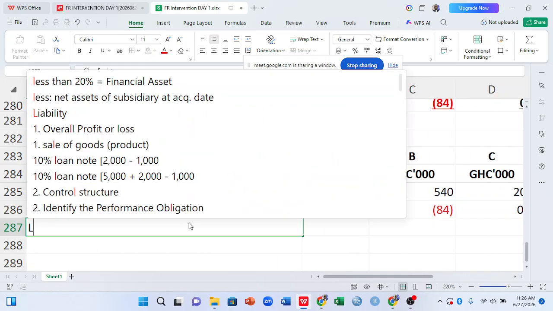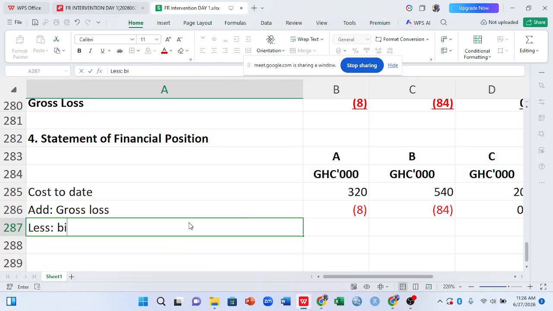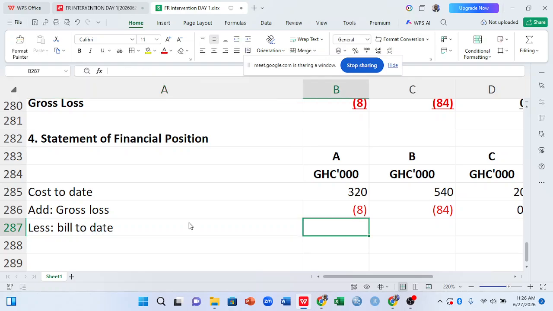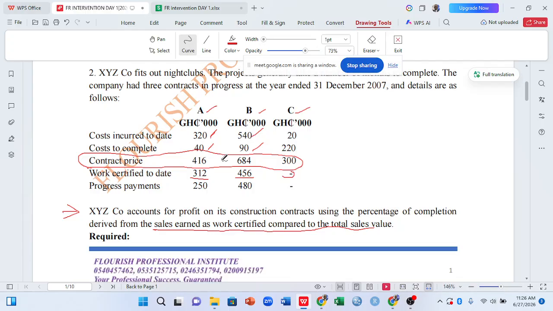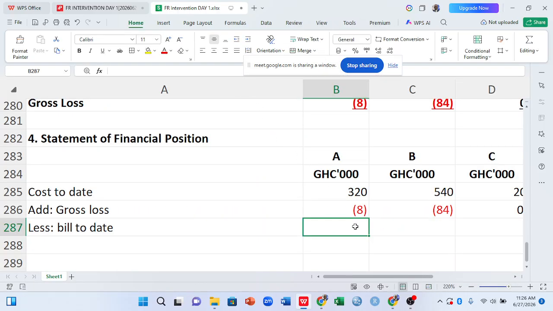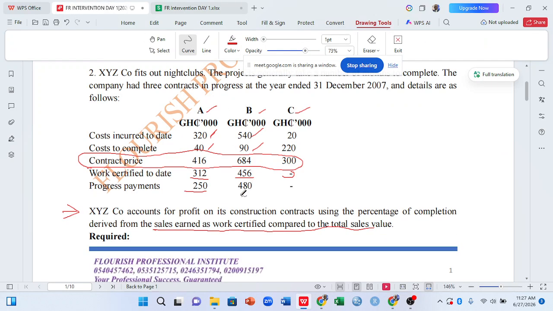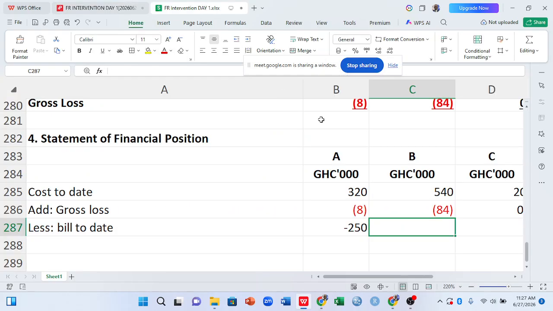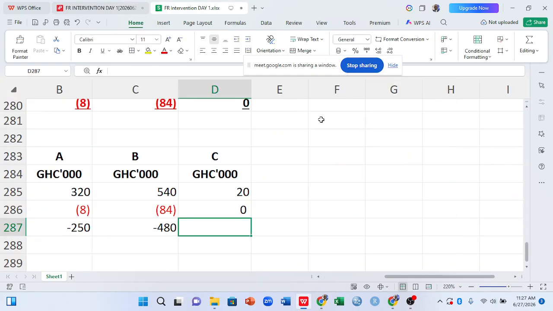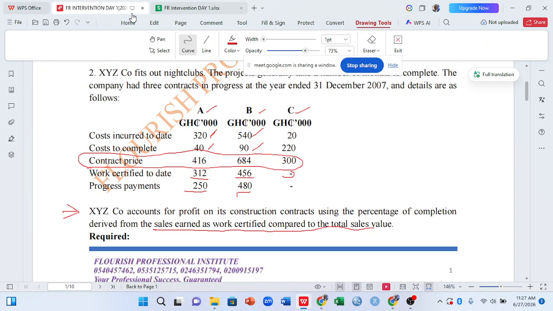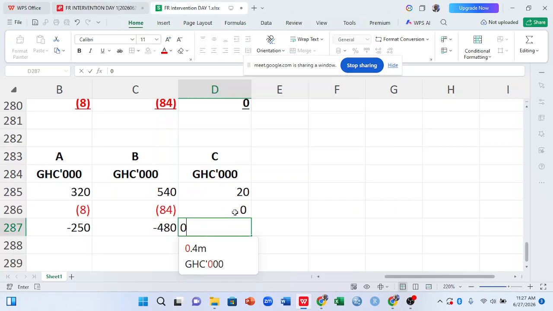Then next, you less your bill to date. Bill to date is the amount that we have received so far from the customer. So we need to check in the question if you have received any payment from the customer. They have told us that we received 250 from contract A, so we less the 250. The second one we received 480, so we less the 480. And C, we didn't receive any amount, so that's zero.